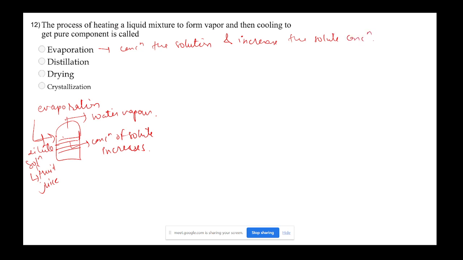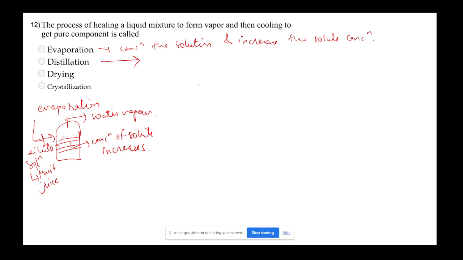This you also apply during crystallization, where you need supersaturation. So you first try to concentrate the solution from which the solute needs to be precipitated.